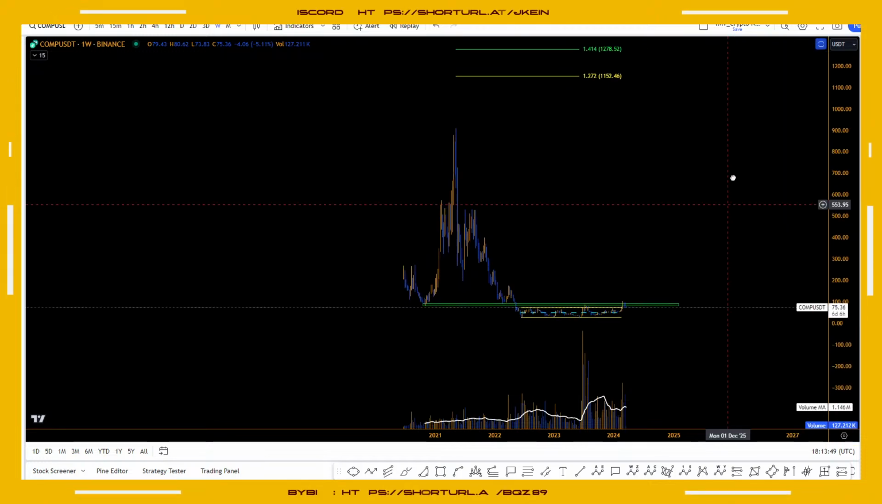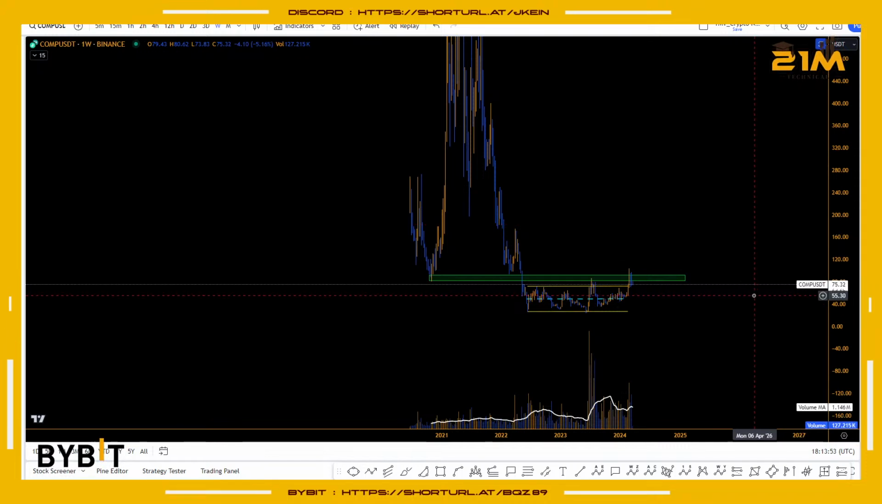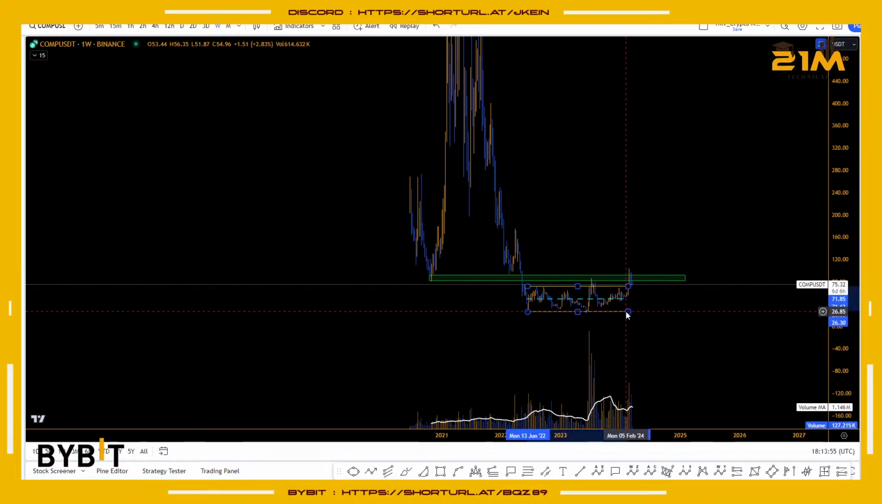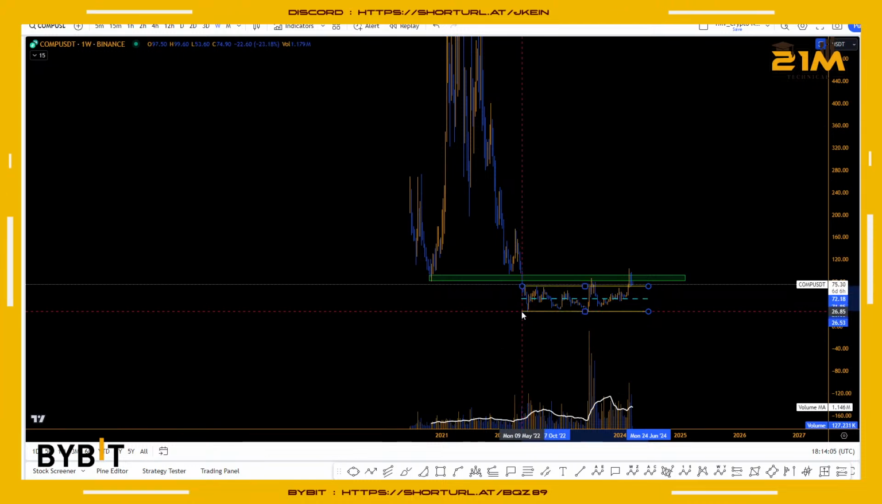Even if you simply look at here, it's like a big bear market and the price just broke out of a bigger range accumulation. Just look at here.